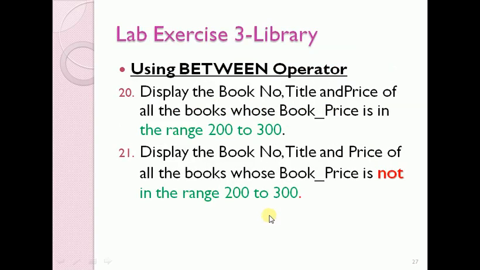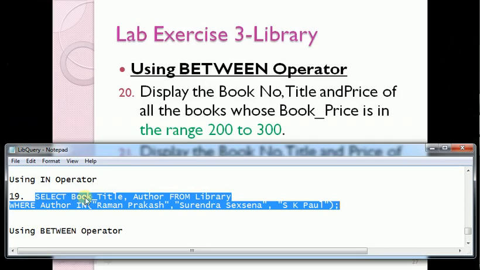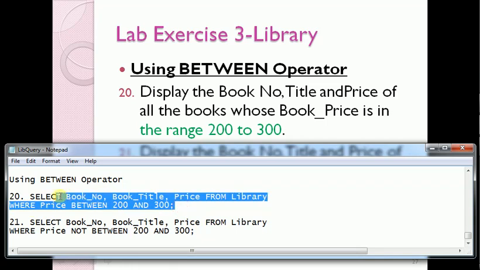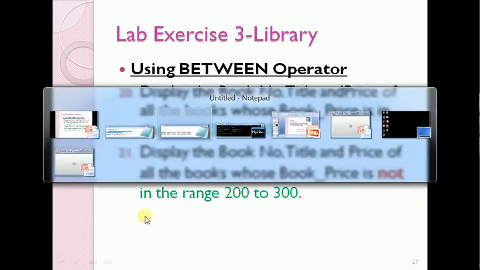Now let's do some exercises based on that. Display book number, title, price of all the books whose book price is in the range 200 to 300. Here a range is mentioned, 200 to 300. So let's see the query for that: select book number, book title, price from library where price between 200 and 300. Here we have mentioned the range. Let's execute this command in MySQL.